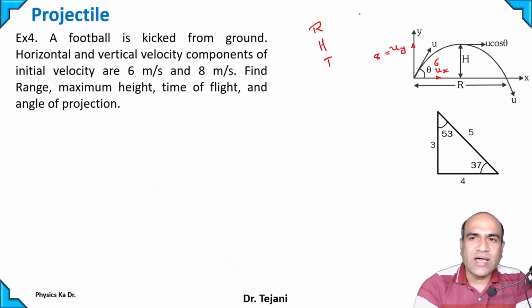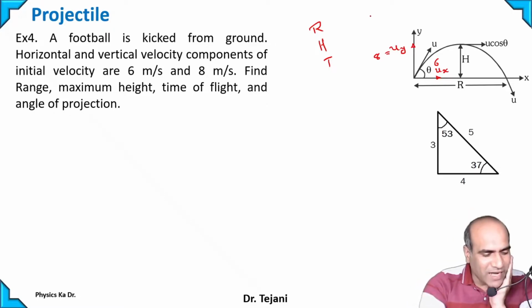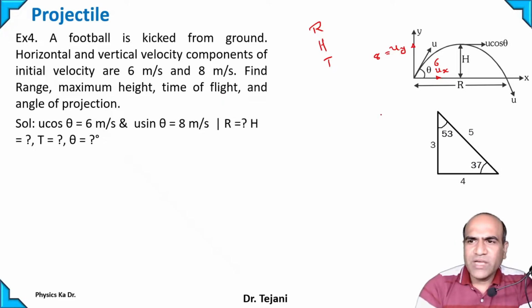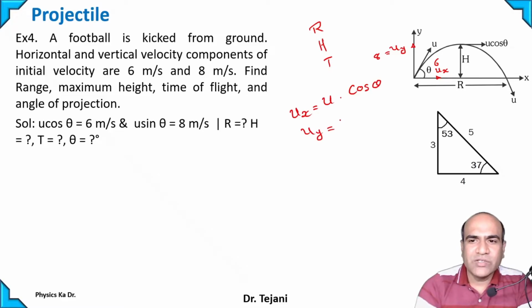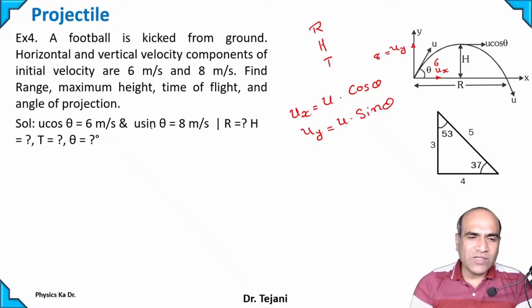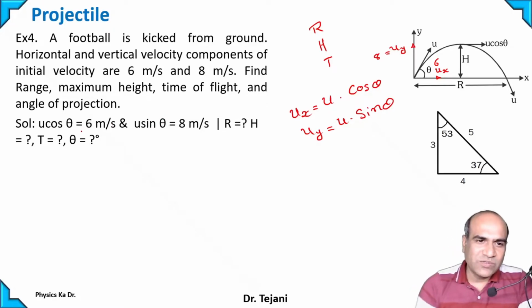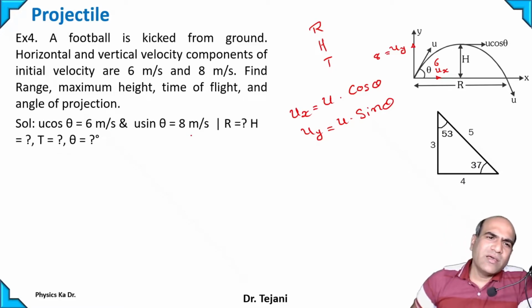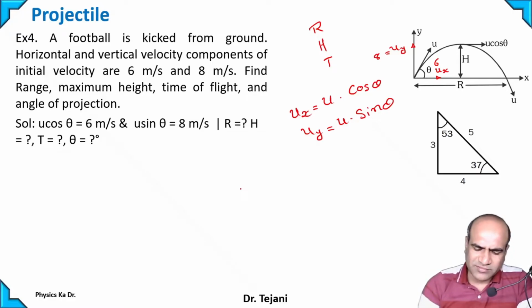See here, u is not directly given, and the angle is also not given directly. So what can we do? Now it is very simple. It is not a big deal. We have u x is equal to u cos theta, and u y, vertical, is u sin theta. So u cos theta is equal to 6 meter per second and u sin theta is equal to 8 meter per second, and we need to find all this.